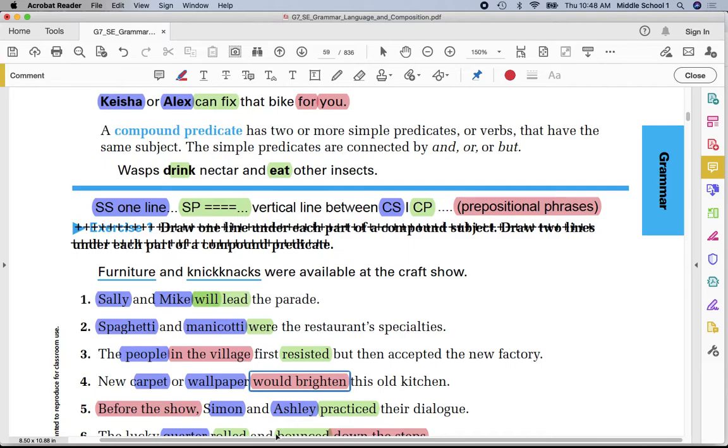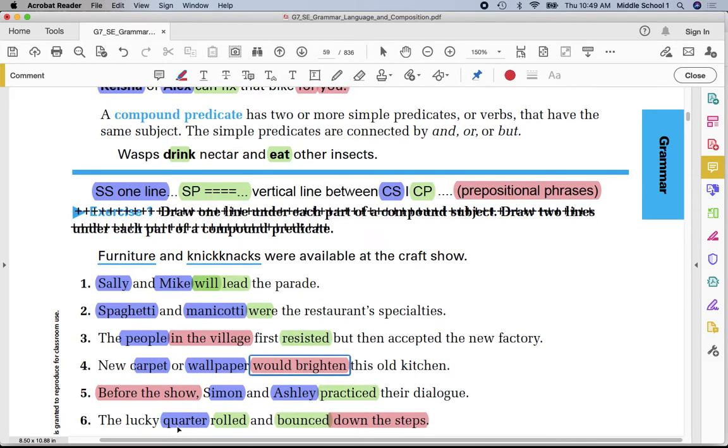5. Prepositional phrase starts the sentence. Do you remember last week we were saying that if we had a prepositional phrase, sometimes it might be at the beginning of the sentence set apart by a comma? One line Simon, one line Ashley, two lines practiced. Put a line in between Ashley and practiced.